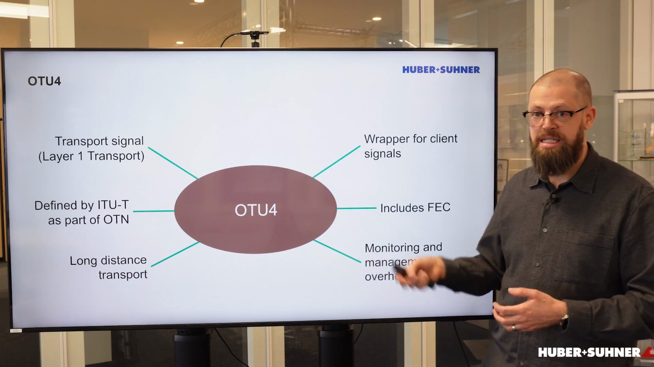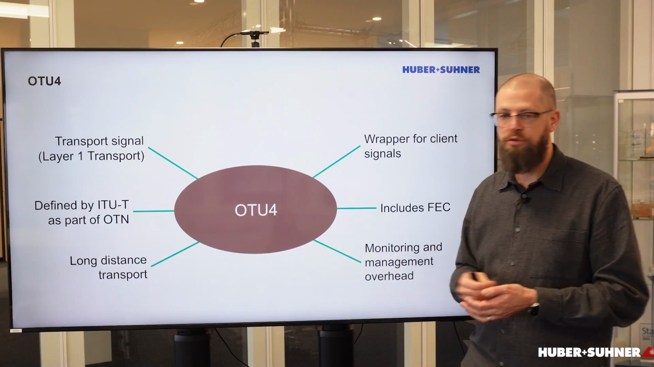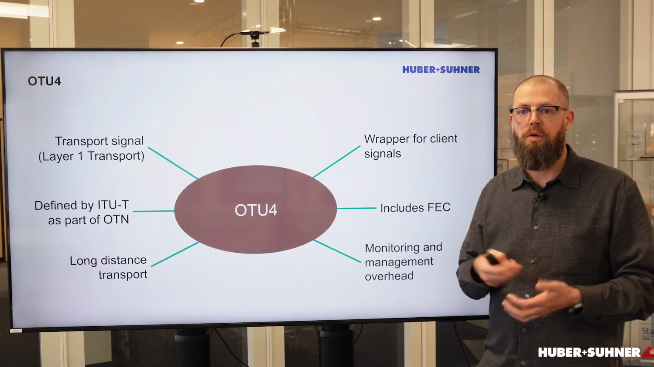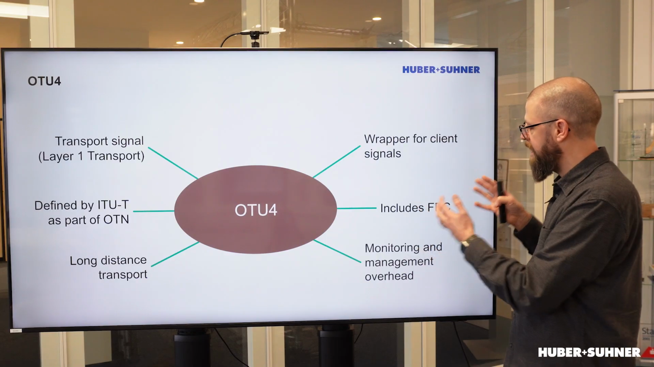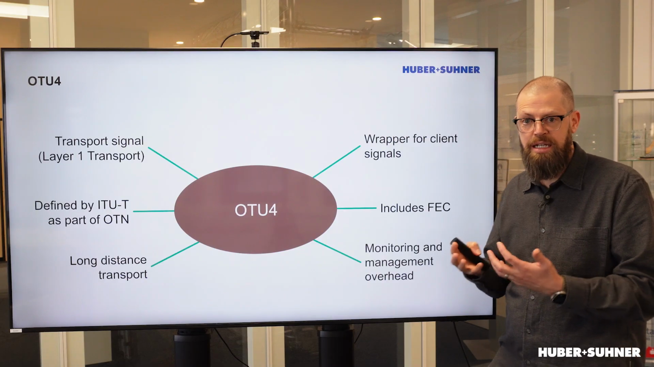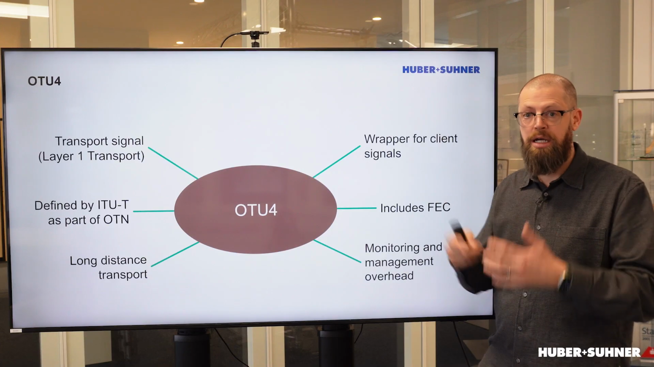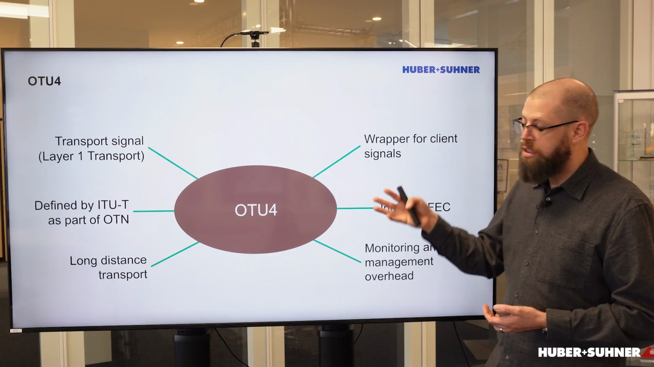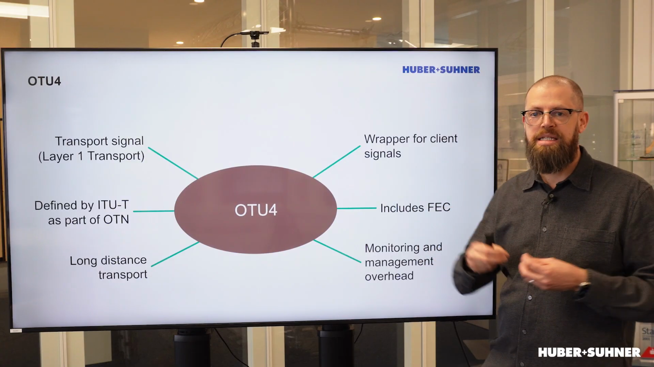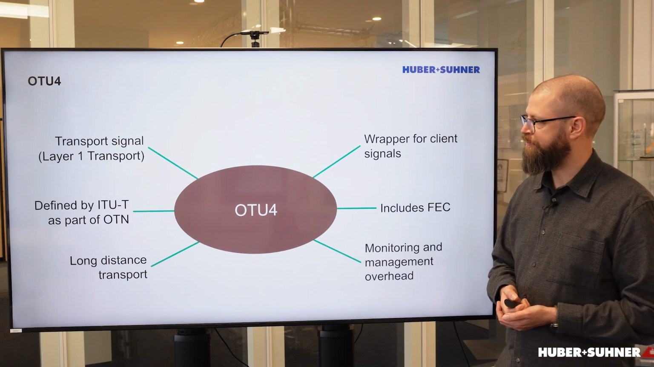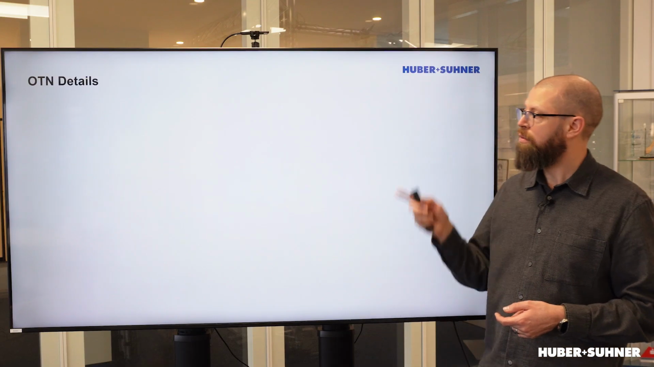Now OTU itself is the digital wrapper for the client signals, and in the case of OTU4, that digital wrapper is 100 gigabit in size. These OTU digital wrappers include a very sophisticated forward error correction, as well as monitoring and management in the overhead of that packet. What we end up with is a very resilient signal that is ideal for long distance transport.